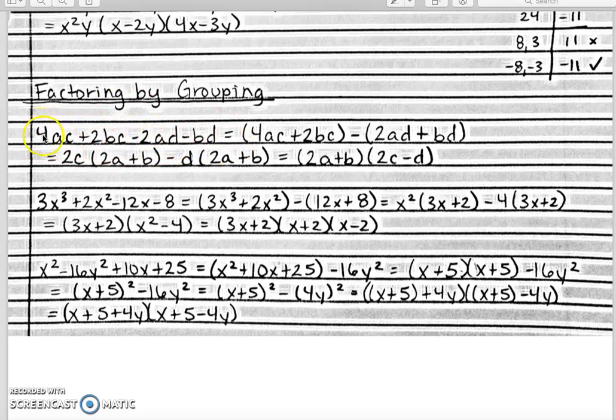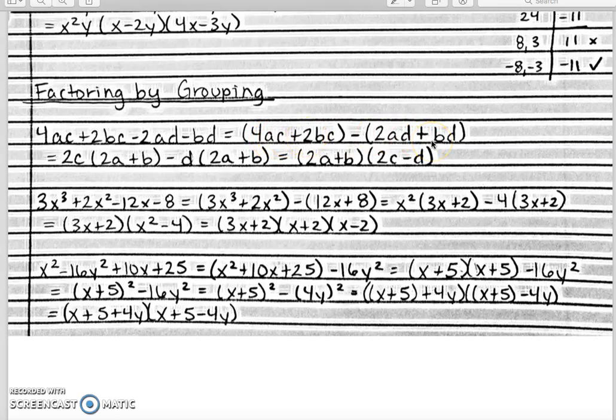So here's an example. I have 4ac plus 2bc minus 2ad minus bd. So I notice that both of these 2 terms right here contain a c, and both of these 2 terms right here contain a d. So I'm going to group them that way. So I just put parentheses around my groupings to show. I went ahead and pulled the negative out of both of these terms and stuck it out front, which changed the minus bd to a plus bd.